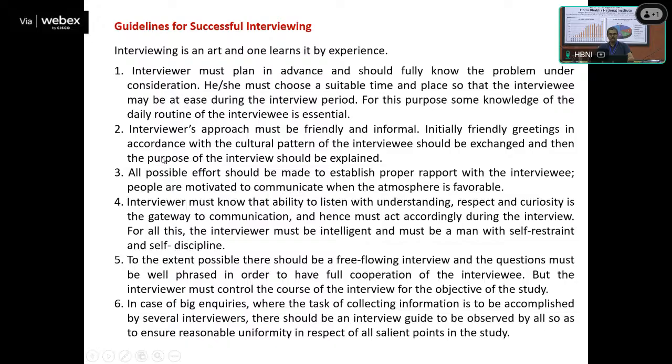All possible efforts should be made to establish proper rapport with the interviewee. People are motivated to communicate when the atmosphere is favorable. So once you establish friendliness with your interviewee, you can get more appropriate answers, because the communication becomes at ease. So a flow comes between the interviewer and the interviewee.